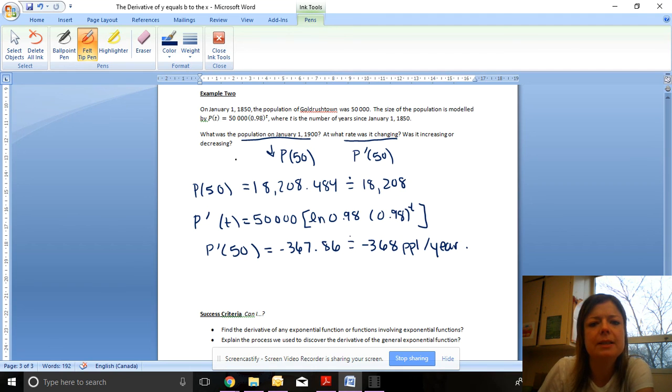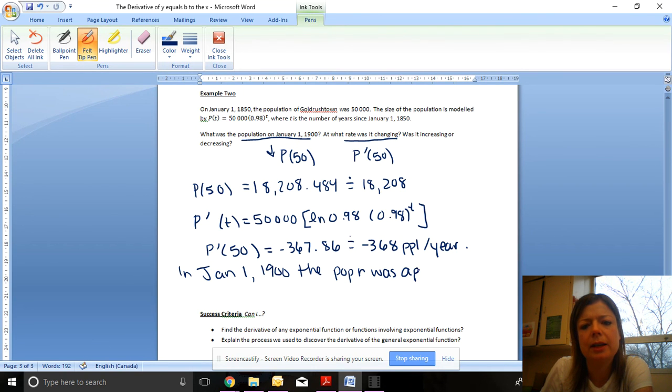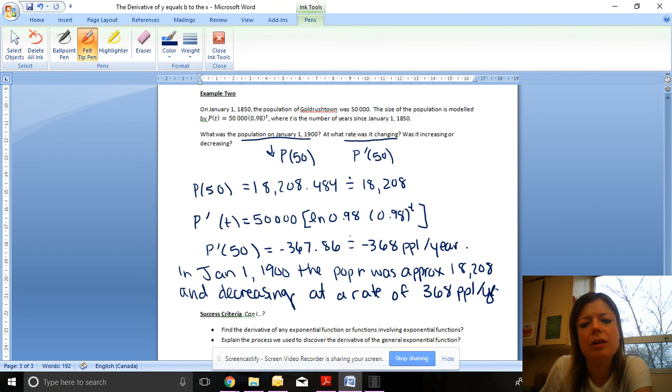Okay, so now we need a sentence to answer these questions. On January 1, 1900, the population was approximately 18,208 and decreasing at a rate of 368 people per year. So that answers all 3 questions: the population, the rate it was changing, and whether it was increasing or decreasing.